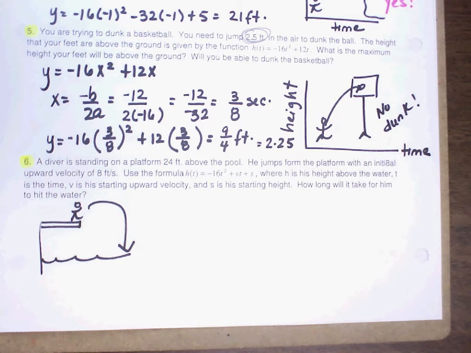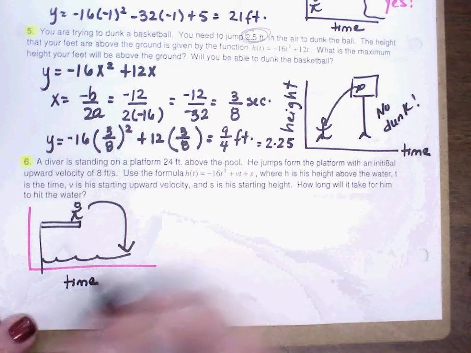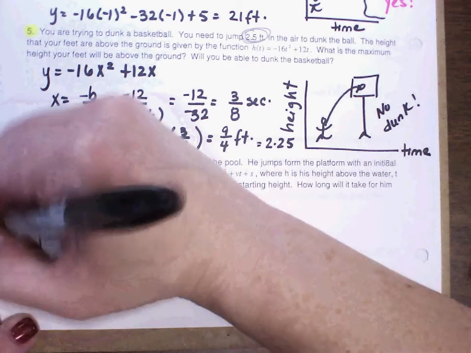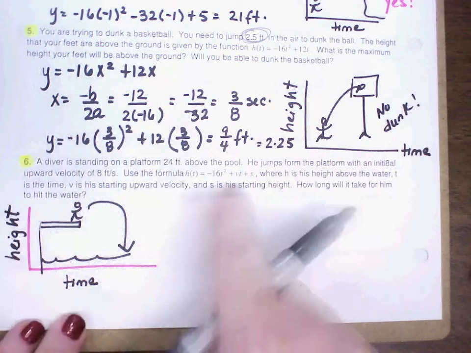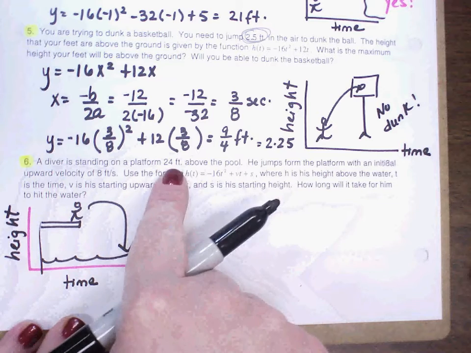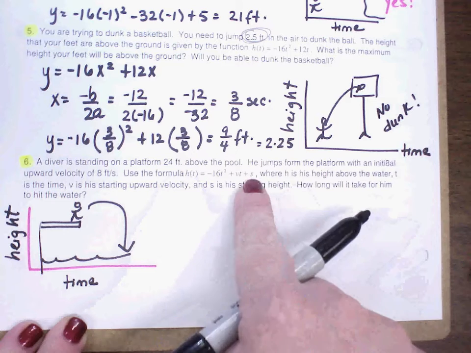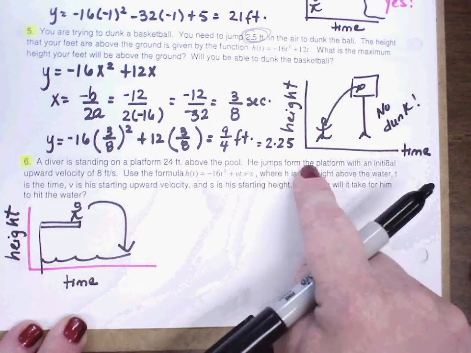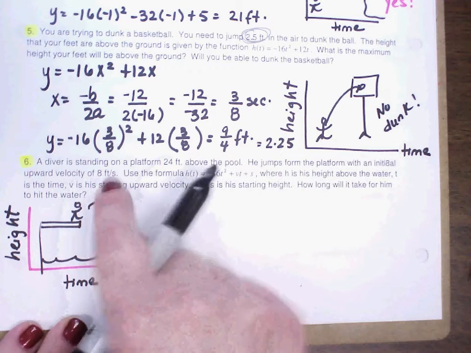All right. So x would be your time. y would be your height. This is your function. The diver is standing on a platform 24 feet above the pool. So that's your starting point, right? That would be s. He jumps from the platform with an initial upward velocity of 8 feet. So that would be your middle term. So y equals negative 16x squared plus 8x plus 24. Very good.